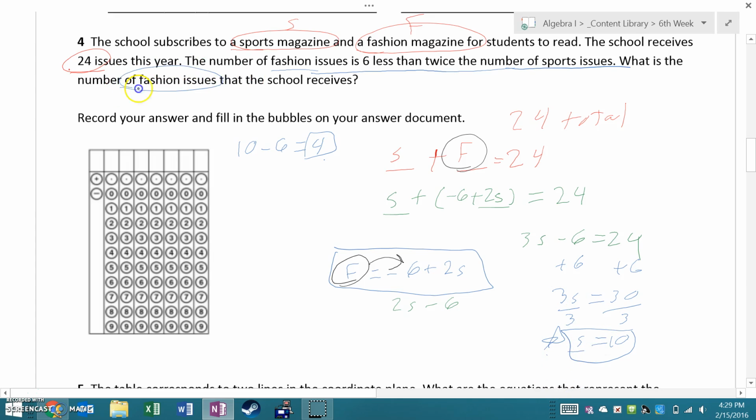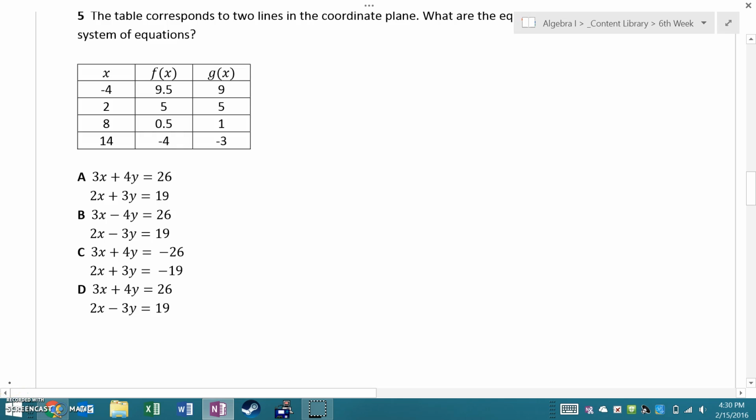I'm asked for the number of fashion issues. So what I'm going to do is take that information, come back over here and say, well, I know how many sports issues there are. I can use that information here to just substitute in and solve that. So sub and solve, and you'll have 14 as your number of fashion issues. All right, on to the last problem for this part.